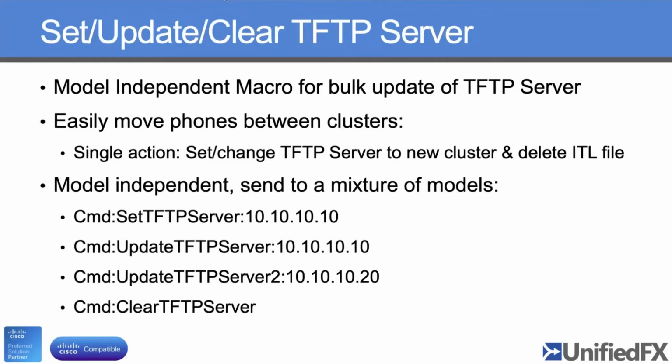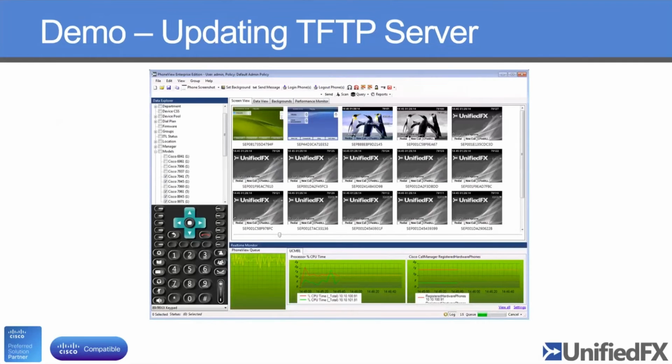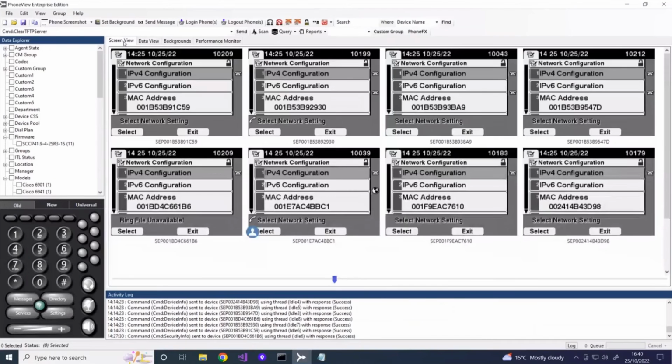So you've got an independent macro built in. Those are the actual macro commands there, those 4 at the bottom, CMD:. So it allows us to explicitly turn on alt TFTP and set the TFTP server. Or if it's already enabled, we can update the existing primary and secondary TFTP server. Or if alt TFTP is already turned on, you use clear TFTP server to flip it back off again. So it's structured in that way. And let me show you that in action.